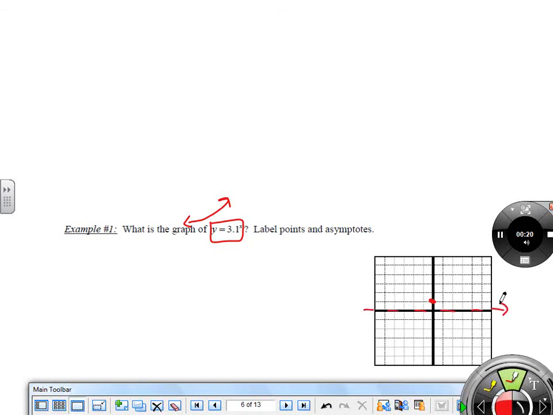So it says to label the points and the asymptotes. So there's our asymptote, and there's 1 point. And the other points we're going to label depend on when we plug in and get to our power. So 3.1 to the first power is going to be 3.1. And then 3.1 to the second power would be something above 9.